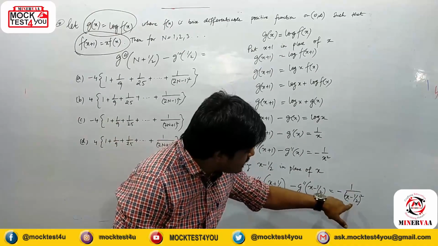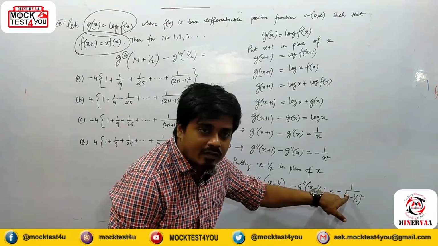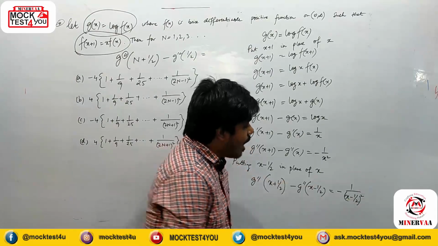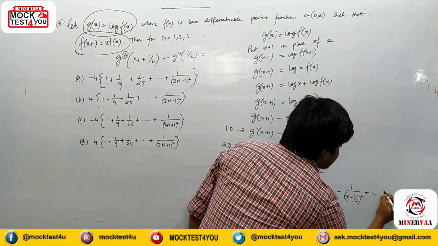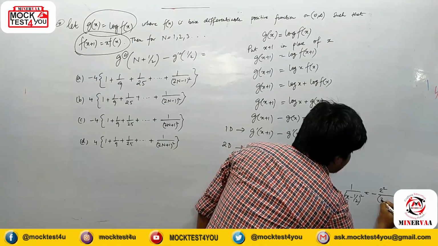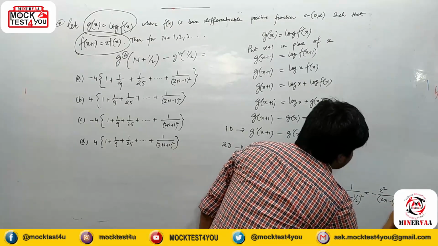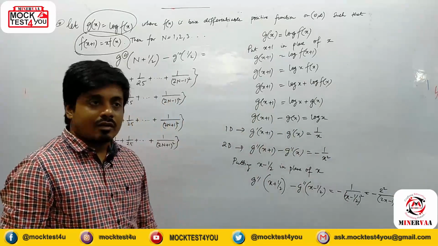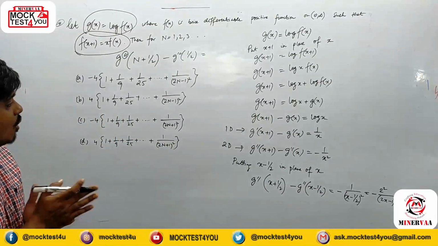So if I do the LCM, it becomes what? 2x minus 1, and this 2 square will go up. So it becomes minus of 2 square divided by 2x minus 1 whole square. This is what we have. Am I clear?